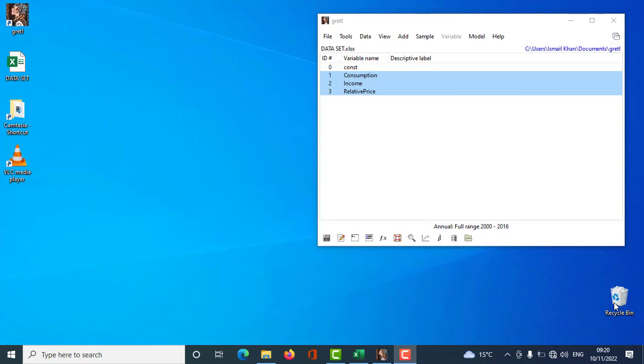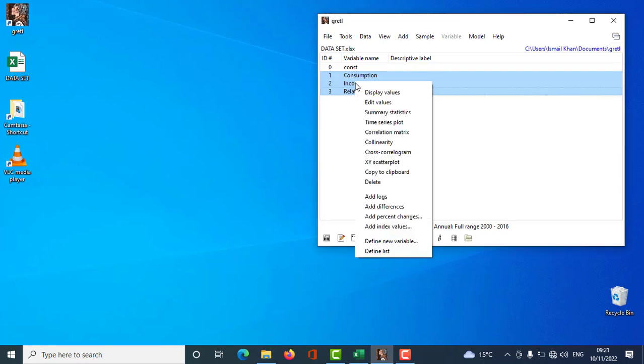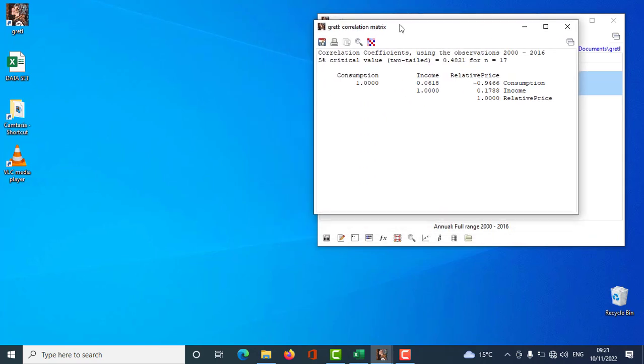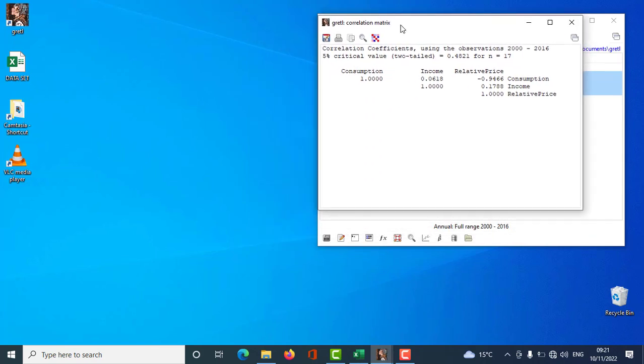In this video we would learn the interpretation of correlation matrix. First of all, these are my variables for which I need the correlation matrix. So right click, then click on correlation matrix. This is my correlation matrix which needs interpretation.